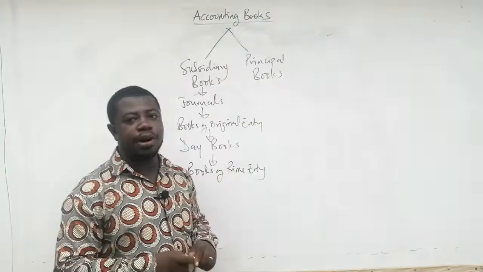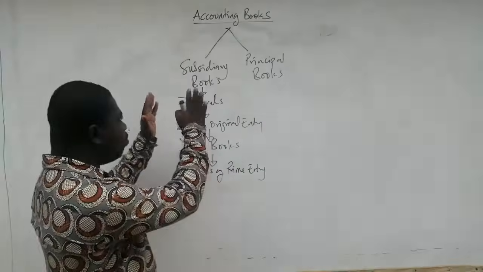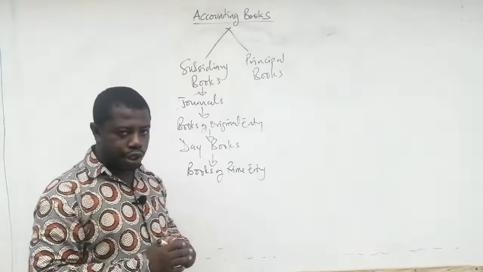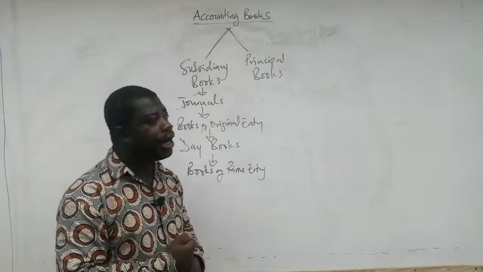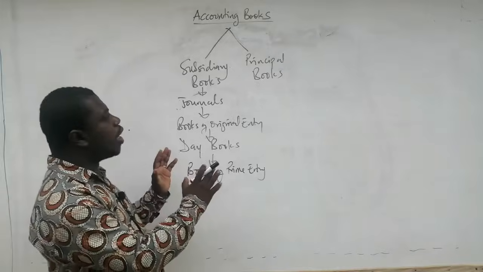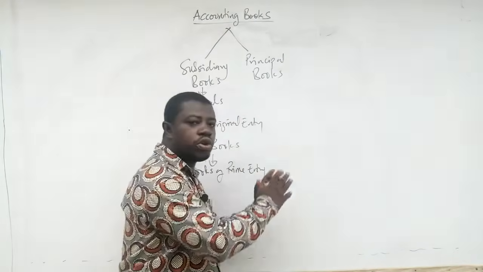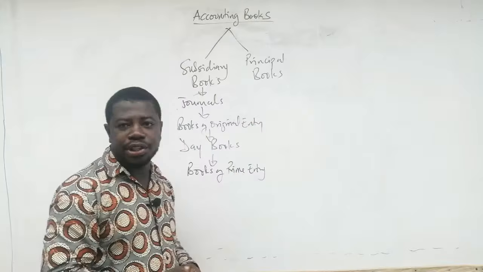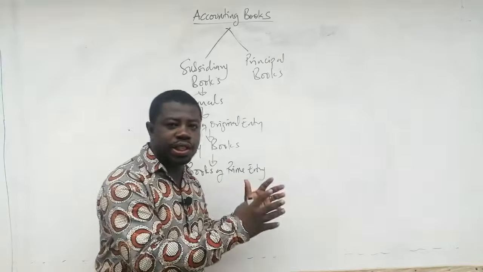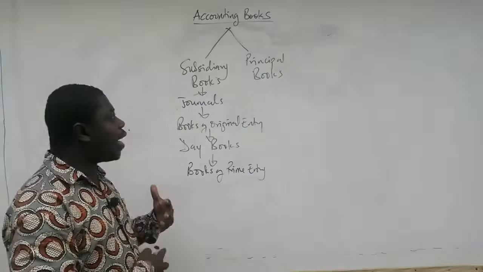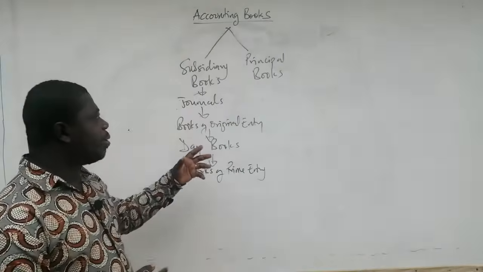And then we have the principal books. The principal books follow the double entry system, but the books of original entry do not follow the double entry system. So that is the difference between the subsidiary books and the principal books. We are going to look at what books come under the subsidiary books and what books come under the principal books. From there we'll look at the functions of each book, what they are used for. I'm sure that will enhance our understanding, especially when we are supposed to do bookkeeping.